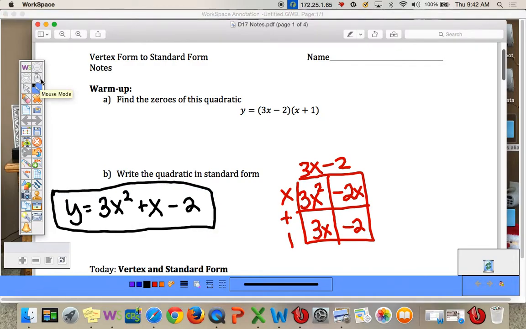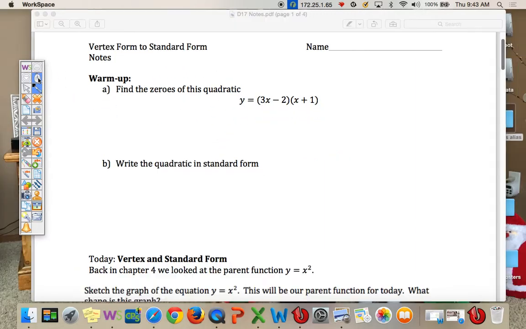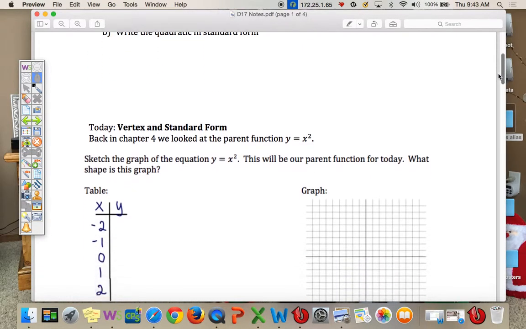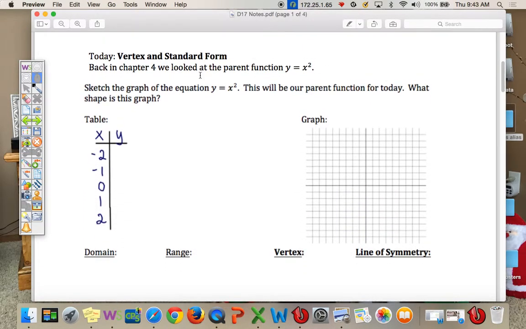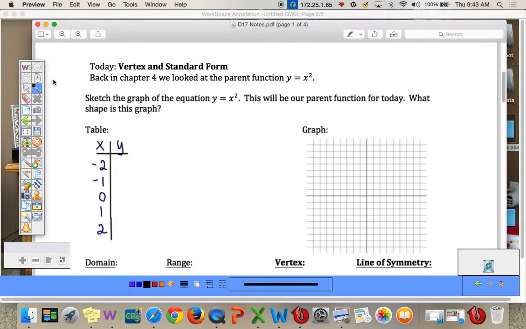All right. So yesterday we looked at standard form and we looked at factored form. But today we're going to look at vertex form and standard form. Back in chapter 4, first semester, we looked at the parent function y equals x squared. Sketch a graph of this. This will be your parent function for today. What shape is this graph?